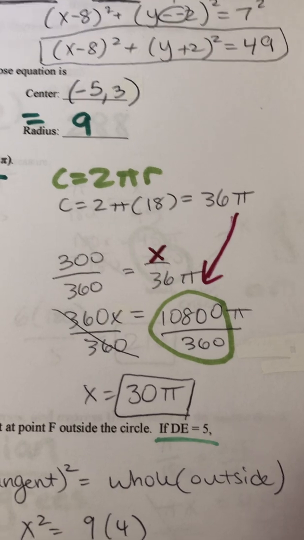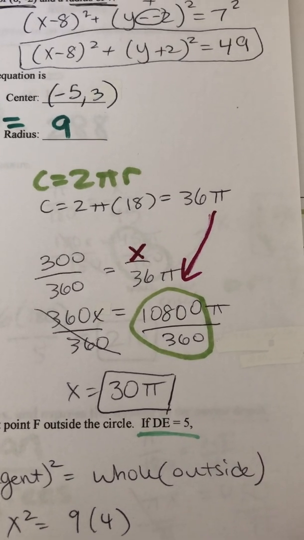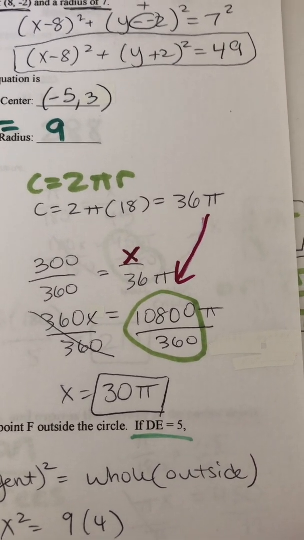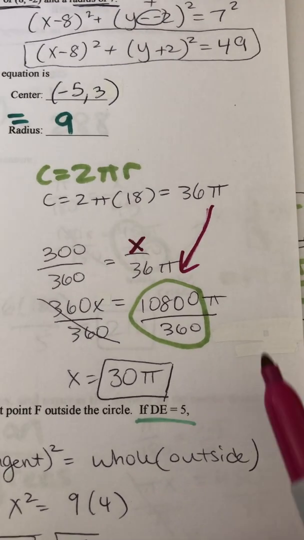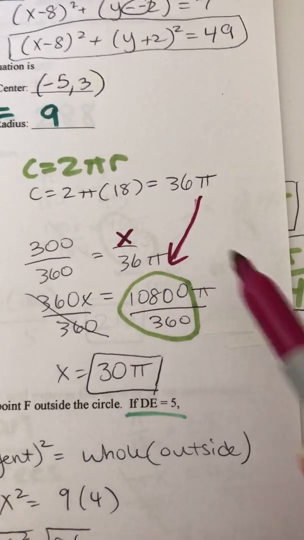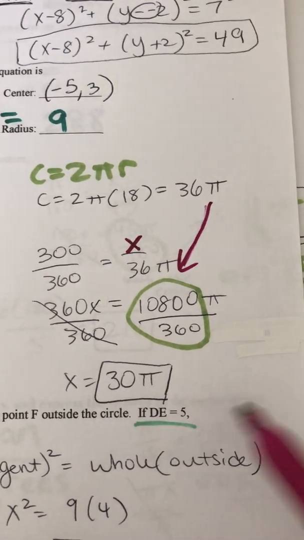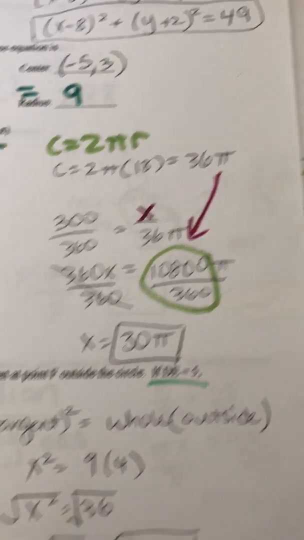Cross multiply, 360x equals 10,800 pi. Divide both sides by 360. When you divide by 360, you type this part into the calculator. Oh, that's nice. It just works out to be 30. So your answer is 30 pi.